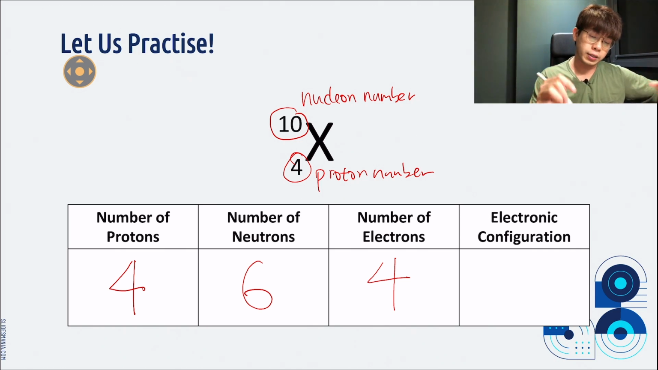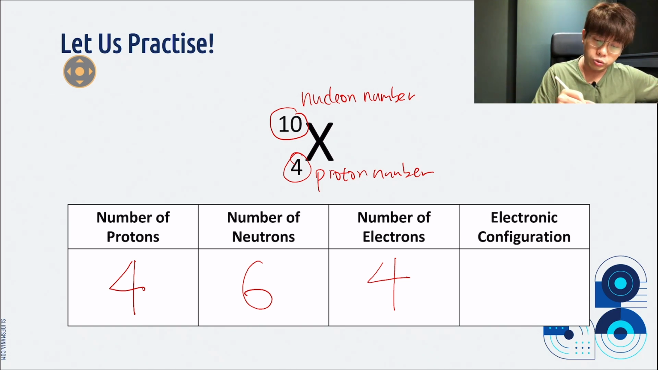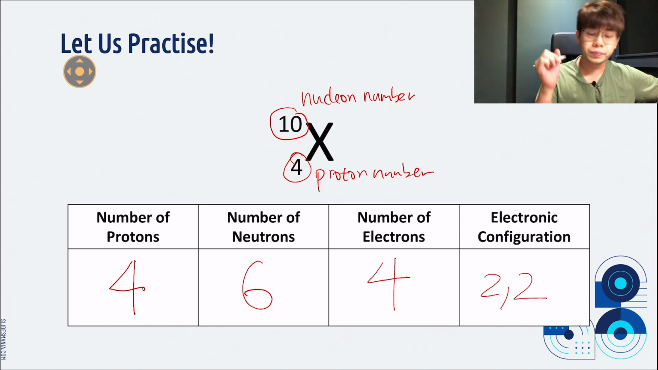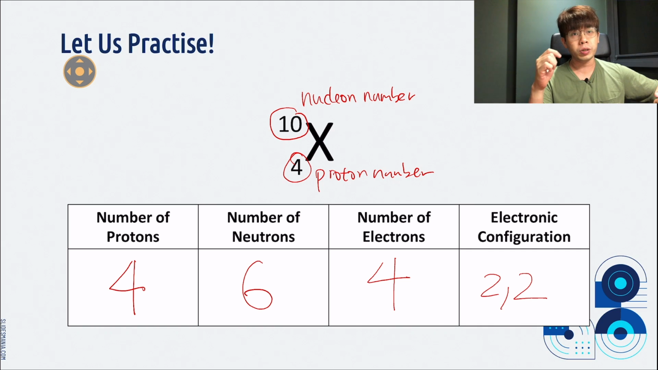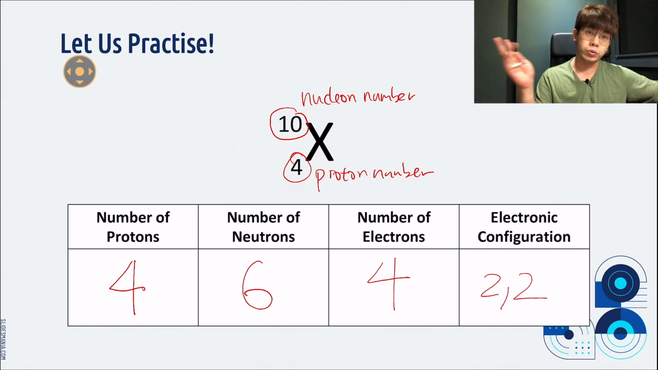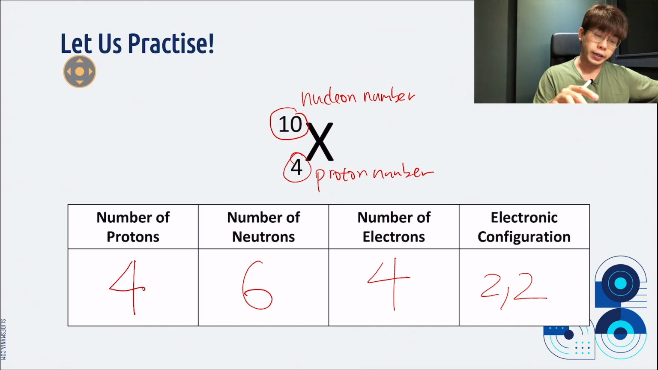Right? So the next thing is that I have 4 electrons, so the electronic configuration will be 2.2. Why? Because the first shell can only hold a maximum of 2 electrons. So the remaining 2 electrons will go to the second shell. Alright, so this is just a brief recap.